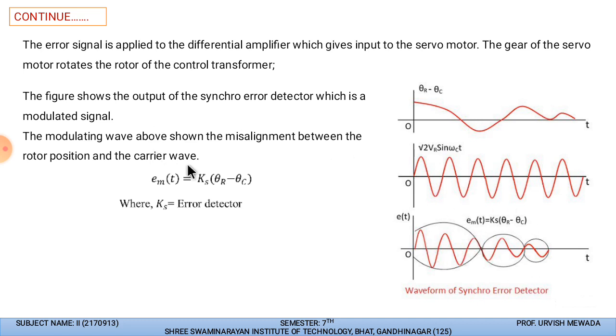So the modulating wave shows the misalignment between the rotor position and the carrier wave. From that we can calculate the modulated EMF for output: e is equal to Ks times theta r minus theta c, where Ks is the error detector factor. So this is how we can detect the error using synchros and the synchro transmitter.